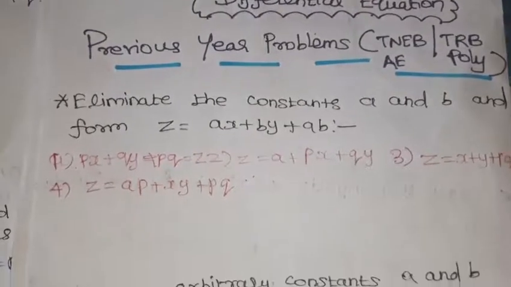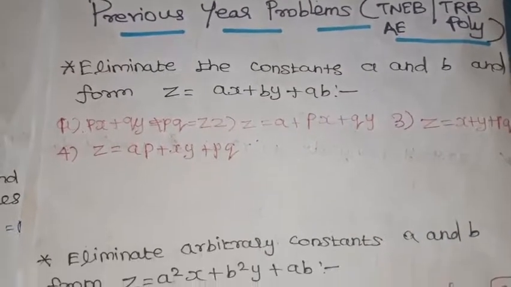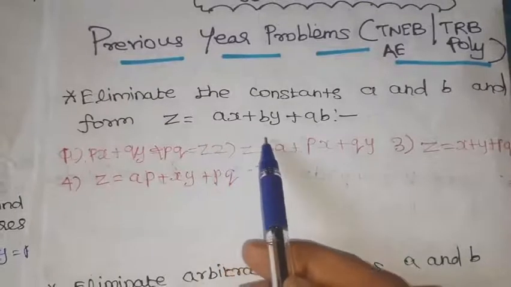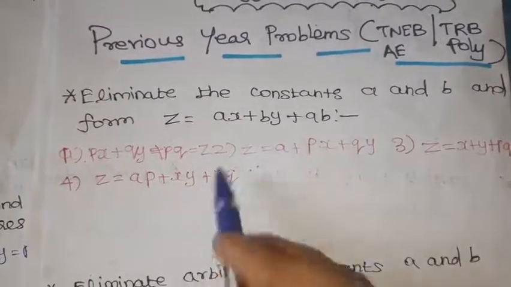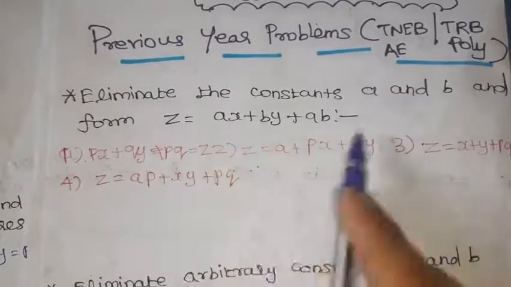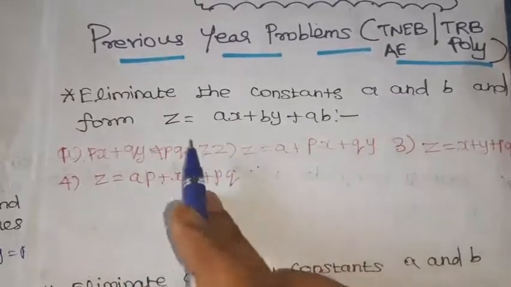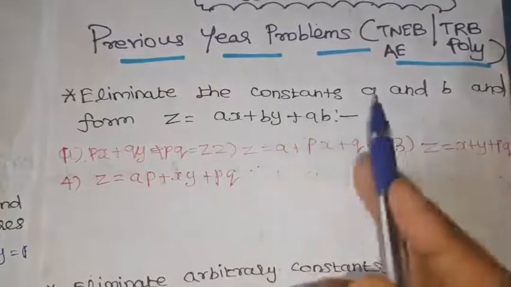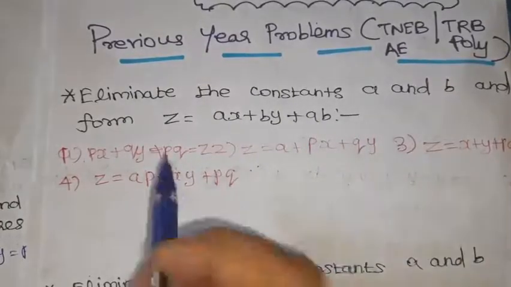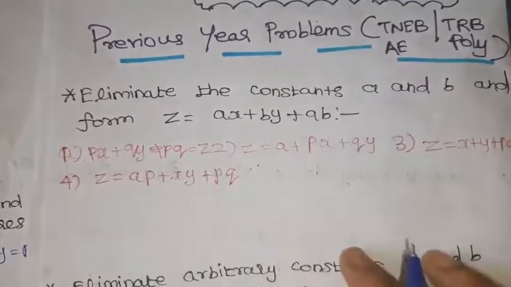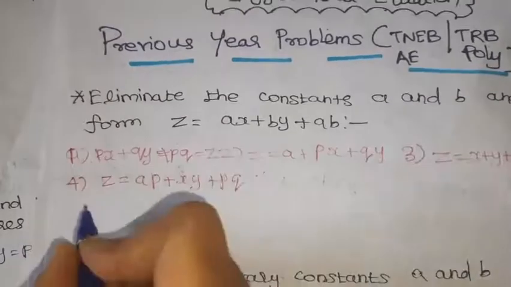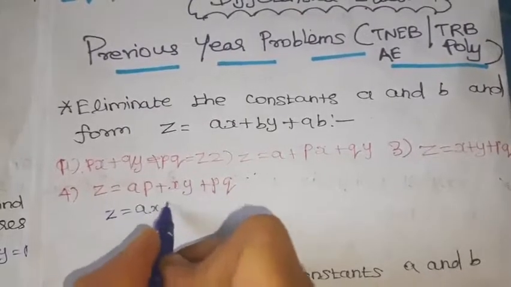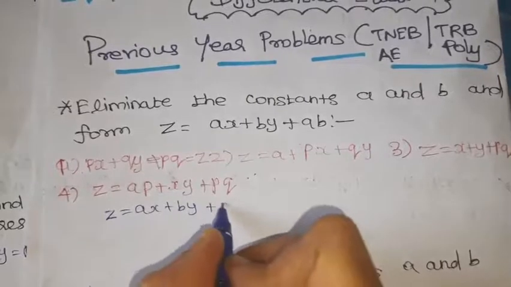First problem, eliminate the constants a and b from z equal to ax plus by plus ab. What is given? We need to eliminate the arbitrary constants a and b from the given equation, z equal to ax plus by plus ab.